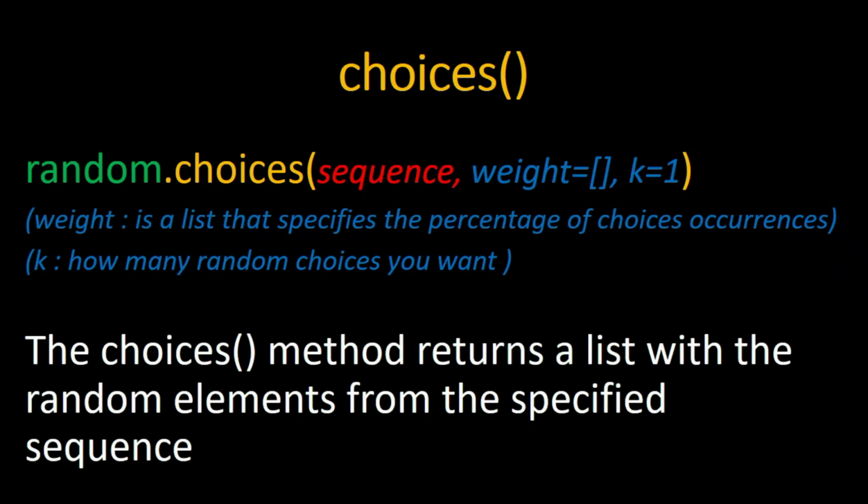So for the next method, we have choices. It's so similar to the previous one, but can be used to choose more than one random element from the sequence. It has 2 additional parameters: a weights parameter, which is a list that specifies the percentage of choices' occurrences, and a parameter k that specifies how many random choices we want. So to make things clear, I'm going to give the example right now.